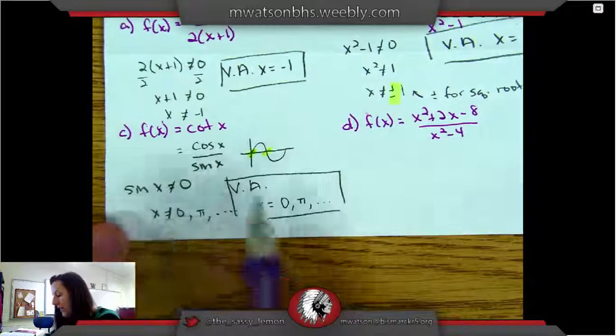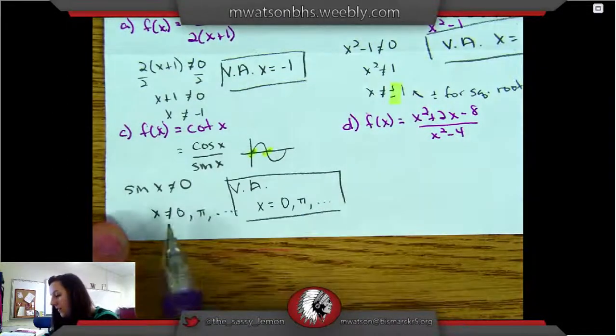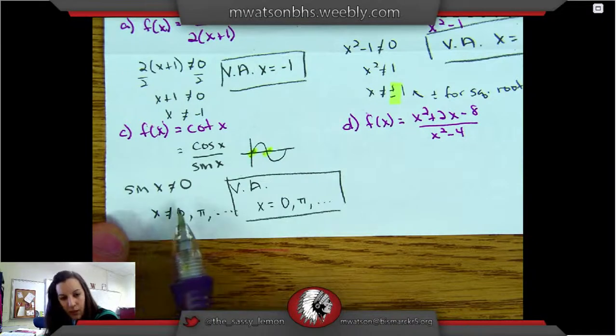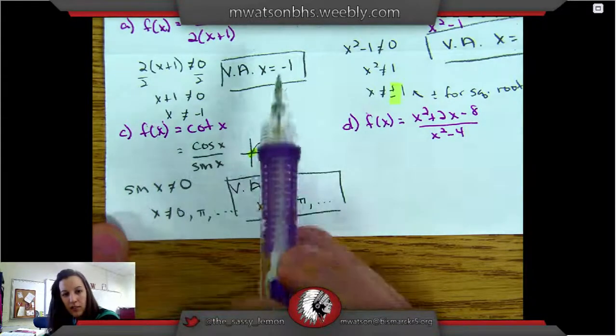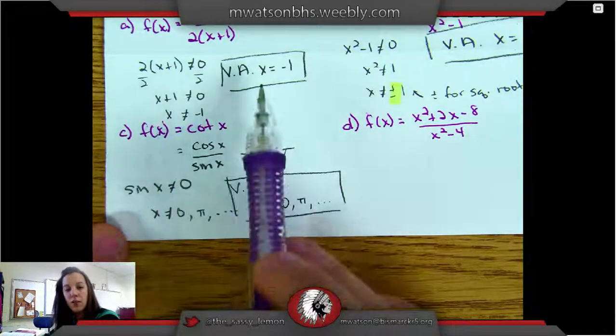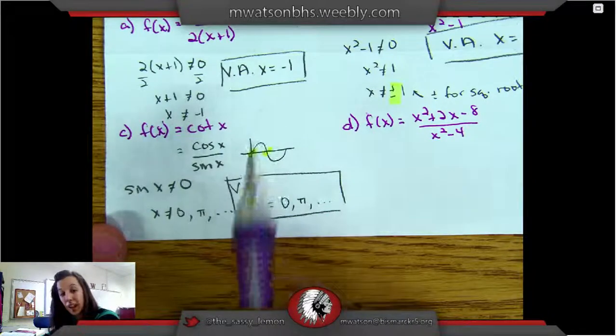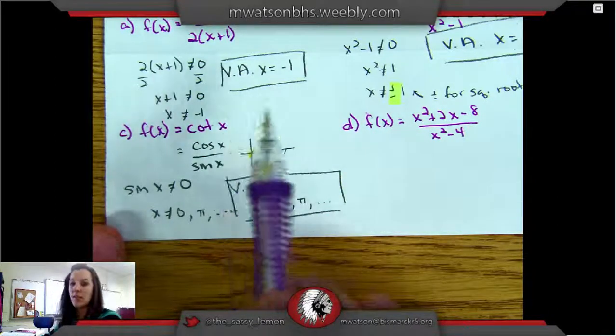Why am I writing this twice every time? Because this is the excluded value notation, saying that it can't equal this. And to say something's a vertical asymptote, you have to write it as a line. And that's why we write x equals.